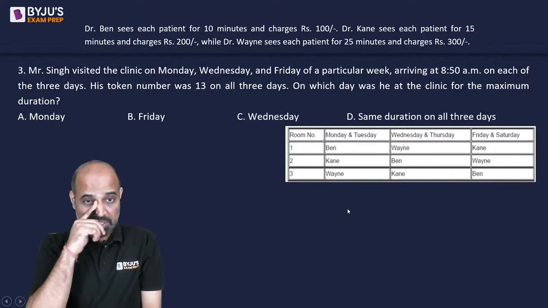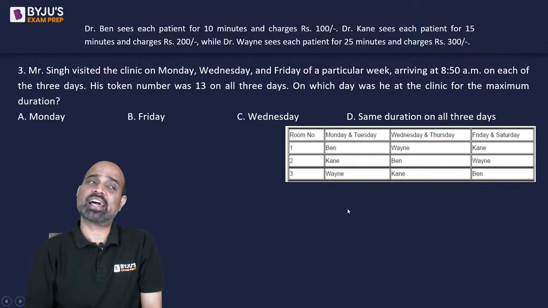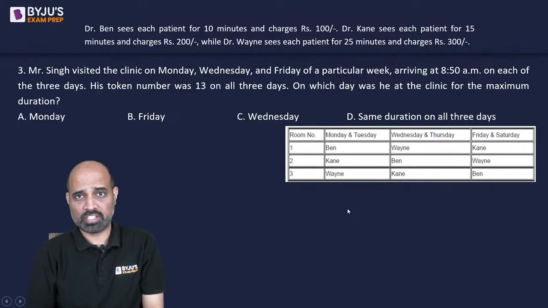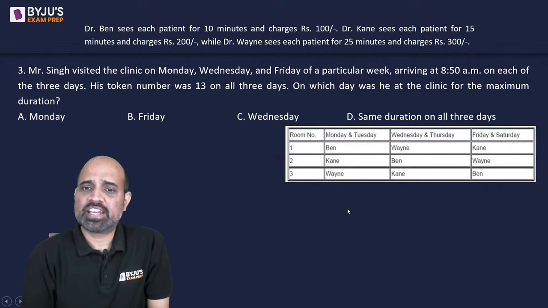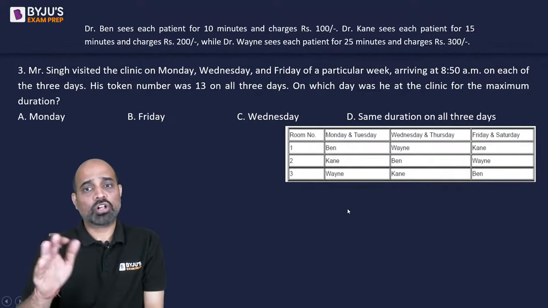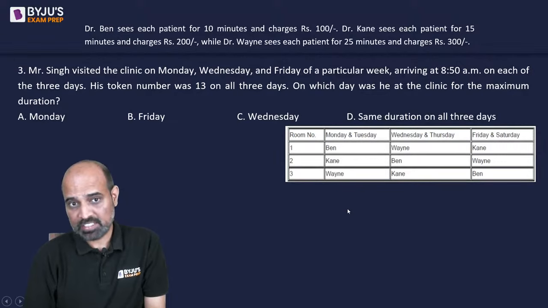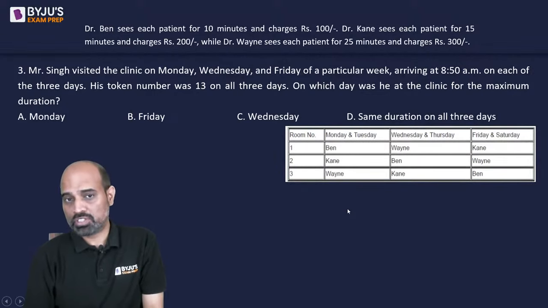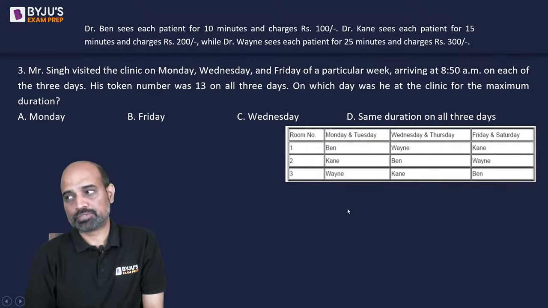Let's look at the third question. Mr. Singh visited the clinic on Monday, Wednesday and Friday of a particular week. Mr. Singh is actually a patient, because this is not the name of one of the doctors, right? Definitely must be a patient. So he visited the clinic on Monday, Wednesday and Friday of a particular week, arriving at 8:50 a.m. on each of the 3 days. His token number was 13 on all the 3 days. On which day was he at the clinic for the maximum duration?